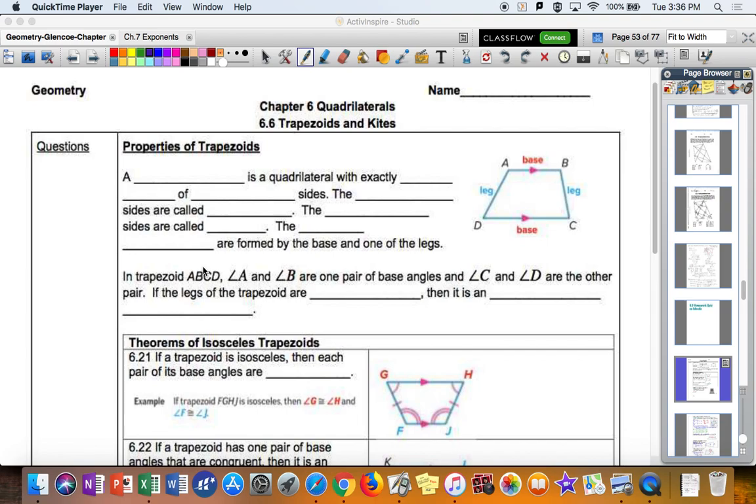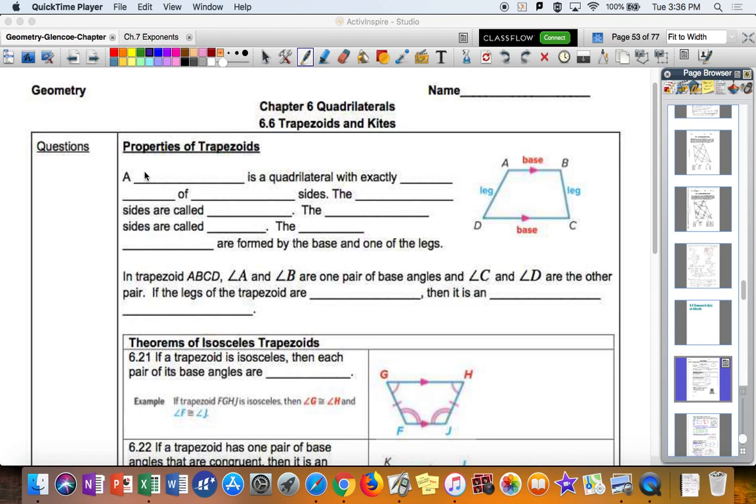Now that we've spent most of our unit talking about our different parallelograms, we're going to talk about a couple special types of quadrilaterals that are not parallelograms. Both of these quadrilaterals should have been ones that you've heard of before, but we're going to talk a little bit more about their characteristics and a few theorems related to them.